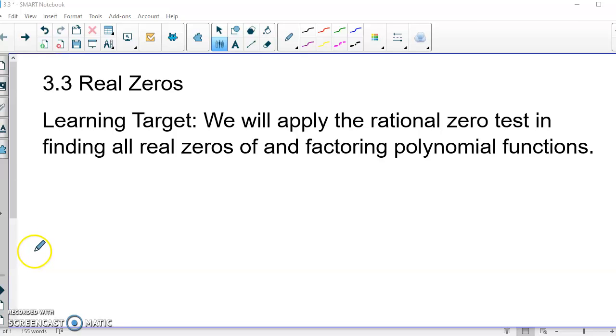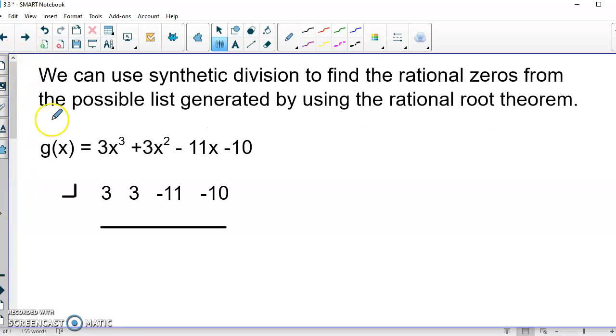Hello, pre-calculus students. We're going to continue in section 3.3, looking at real zeros. Today we're going to use the rational zero test, which you used yesterday in part of your assignment to figure out all the possible rational zeros of a polynomial. Today we're going to use that to figure out the real zeros and also factor. So let's look at our first example.